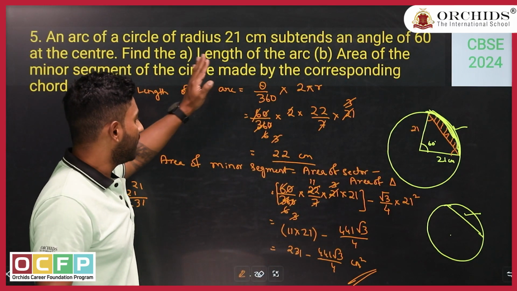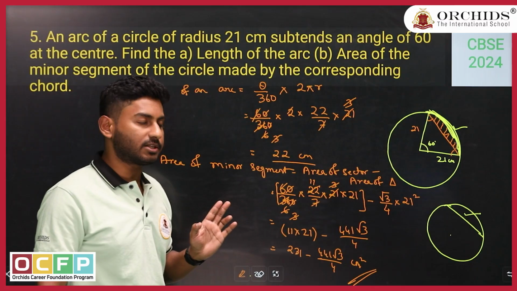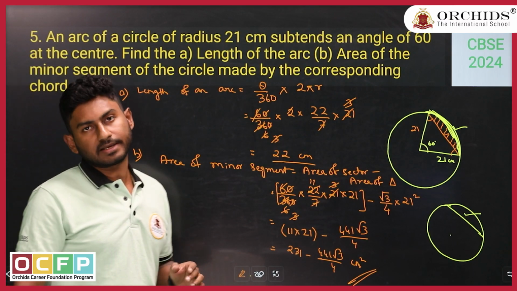So we have done two. Only this much carries 5 marks. So it's very easy to score in this particular chapter. Don't miss out. Okay, back to the next question.